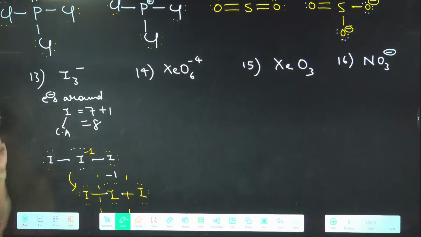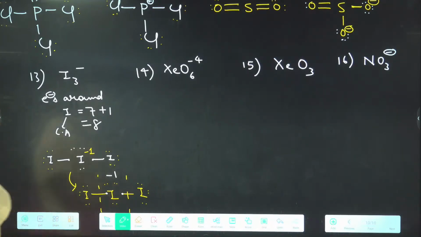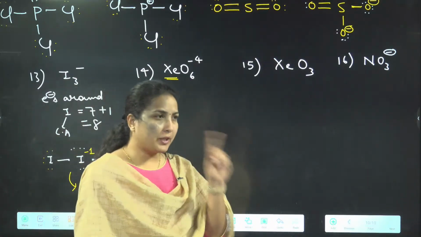Understood now I3 minus? Those who have problem with the I3 minus? Yes? Good. Now, for this xenon, again 8 electrons in its valence shell.